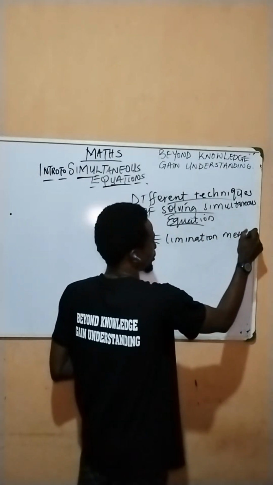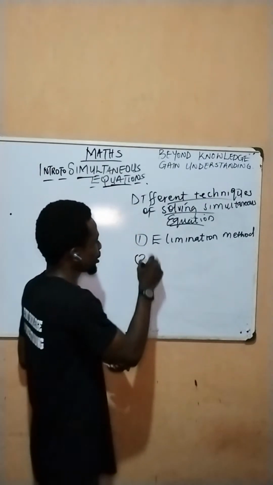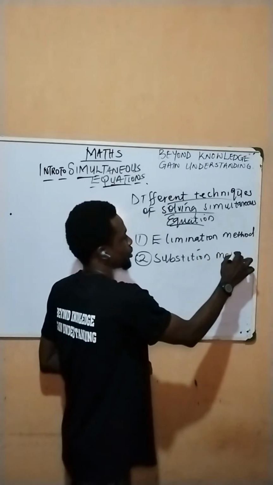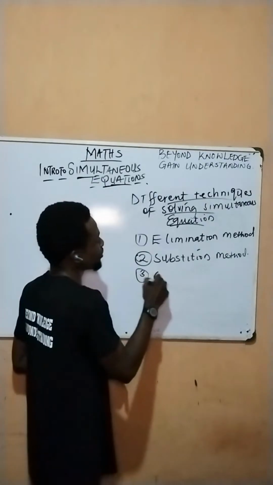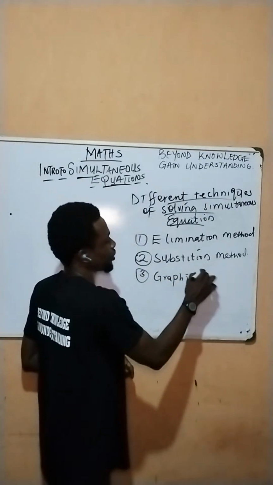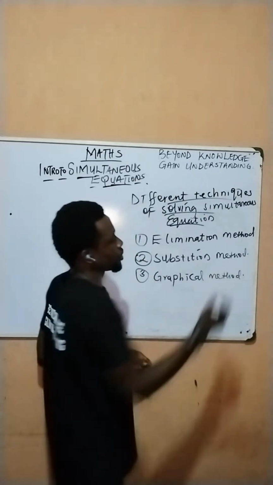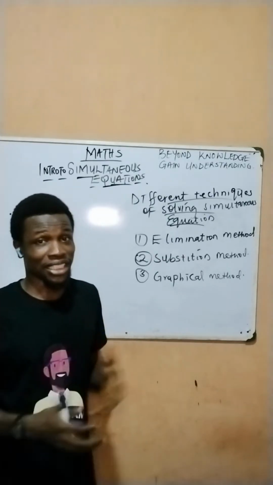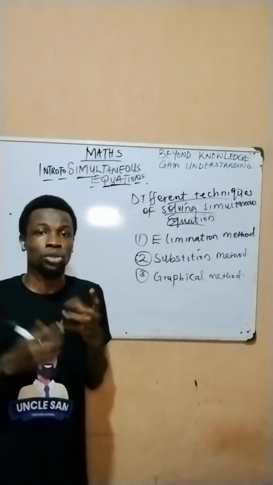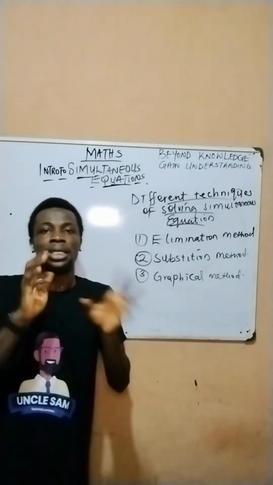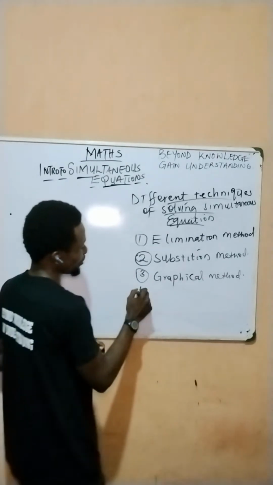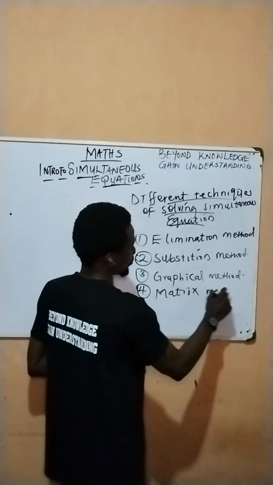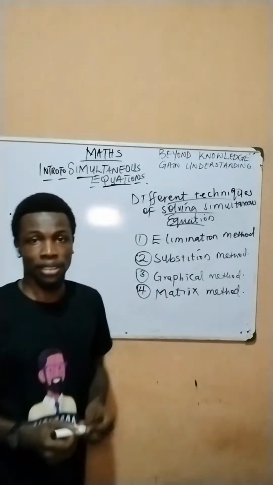We have the elimination method. Secondly, we have the substitution method. And 3, we also have the graphical method, using graph to solve simultaneous equation, because any equation at all can actually be represented on a graph. So graph gives us an avenue to be able to look at it in real time. What is this equation trying to tell us or explain to us? And then fourthly, we also have the matrix method. Yes, there's a matrix method of solving simultaneous equation.